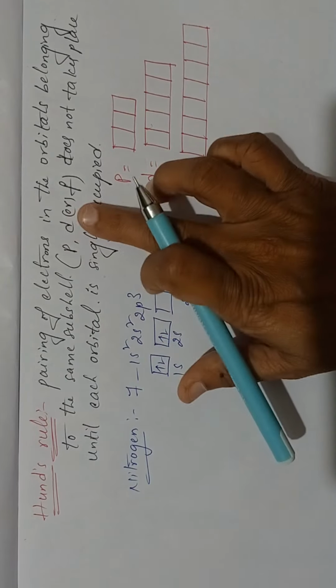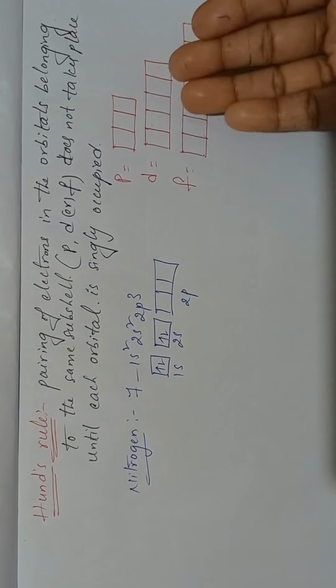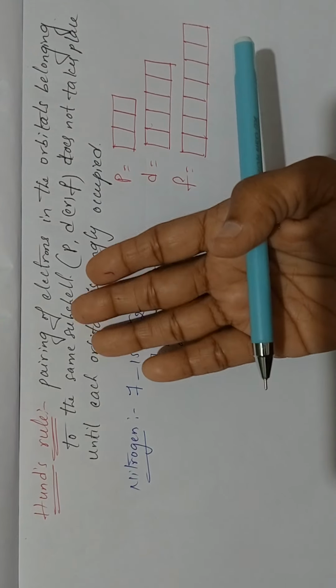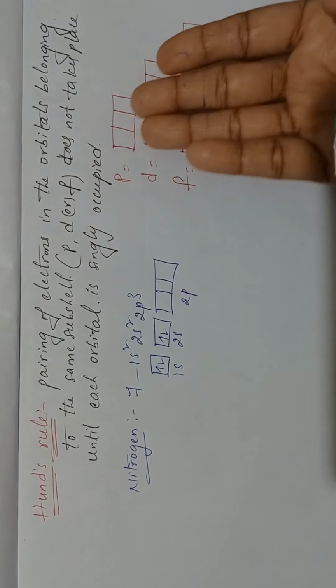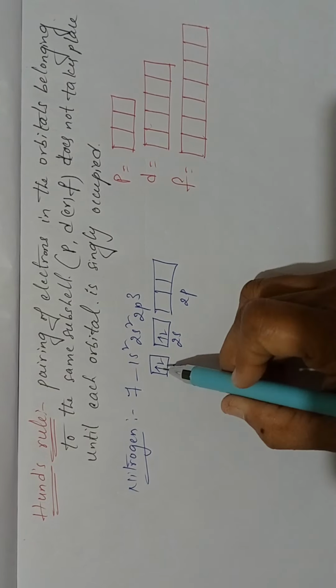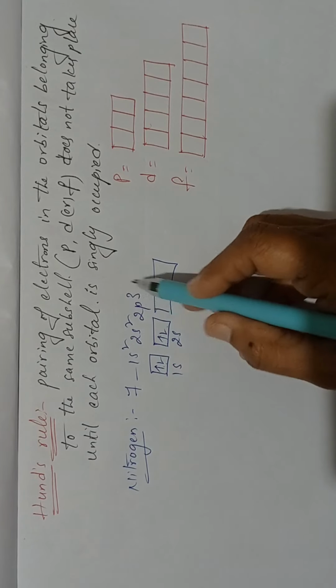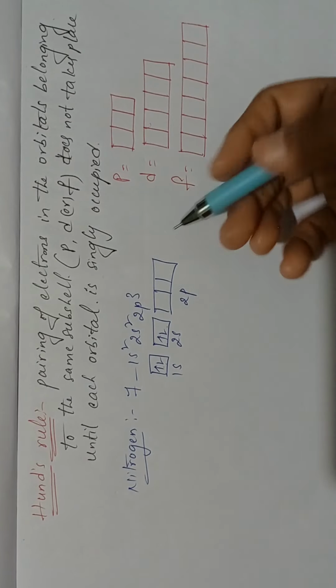According to Hund's rule, the p, d, f subshells have multiple orbitals. Understanding? In the same subshell, the p subshell has 3 orbitals. For a single orbital, we can directly write 2 electrons to it. But here there are 3 electrons, so how do we fill them in 3 orbitals?